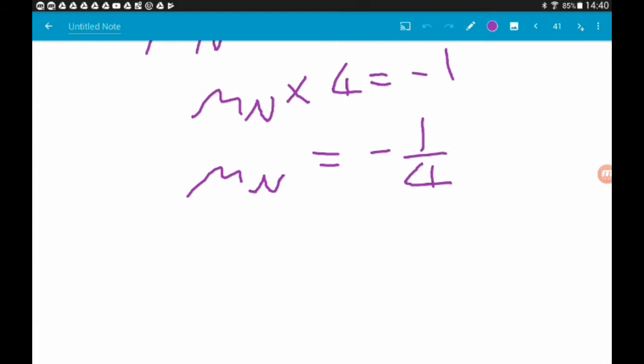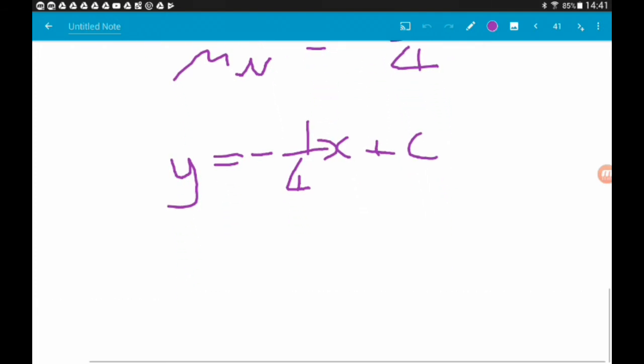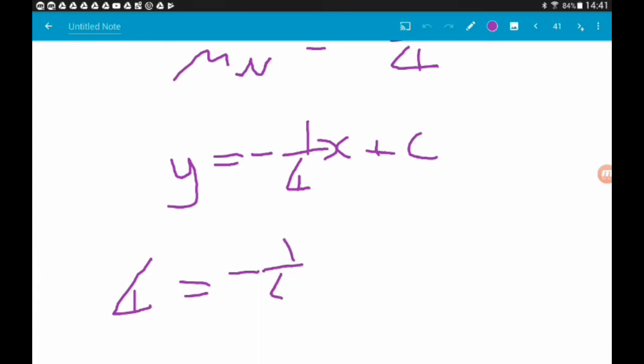Put that into y equals mx plus c. So we get y is minus 1/4 x plus c. Now we need to find the value of c. To do that, we substitute in the coordinates of our point, which are (2, 4). So y is 4 and x is 2. So we get 4 is equal to minus 1/4 times 2 plus c.